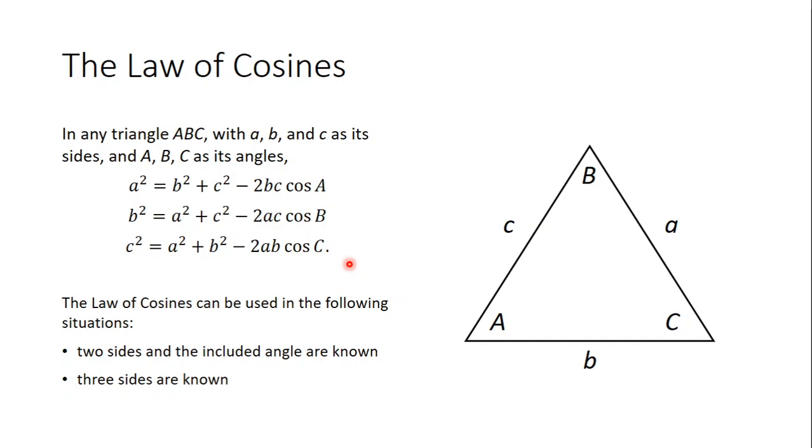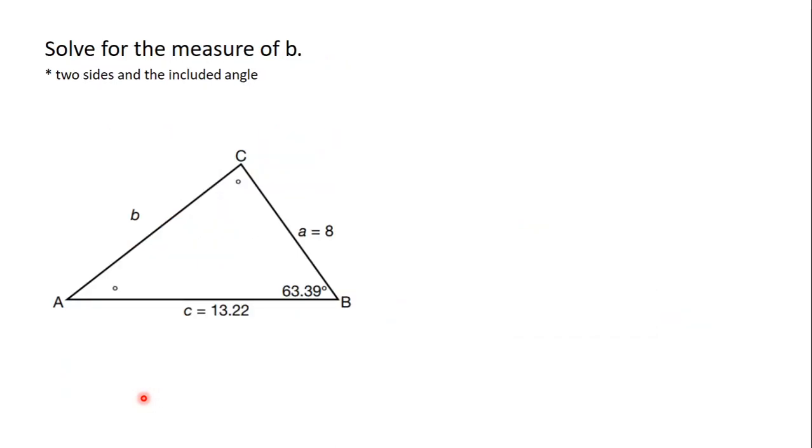If you can notice, the side that is shown on this side of the equation cannot be seen on the other side of the equation. But the angle opposite to the side given here is the angle that is shown here. So that is your clue. The law of cosines can be used if the following are given: two sides and the included angle, or three sides. Let's have an example.